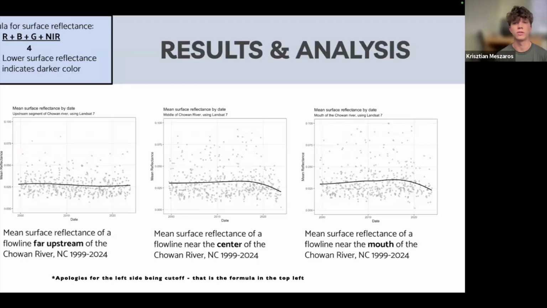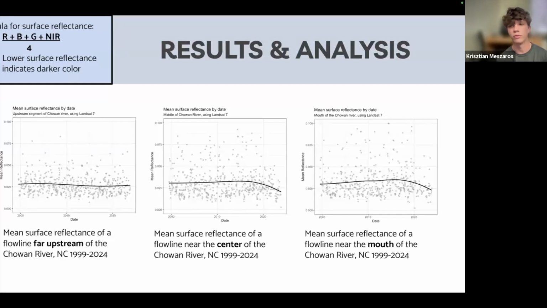Moving on to our results and analysis, we have three graphs here, which represent the mean reflectance of the Chowan River, which is a pretty big river in North Carolina. The three graphs represent three different sections of the river: a far upstream segment, one in the middle, and one right near the mouth. As you can see by looking at these three graphs, the variability of the mean reflectance tends to be greater as you get closer to the mouth of the river.